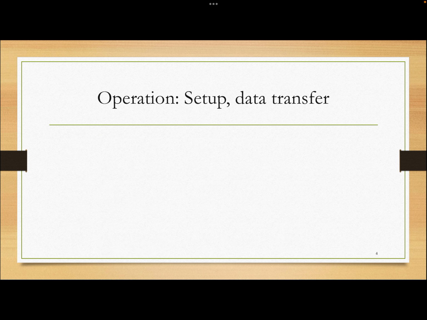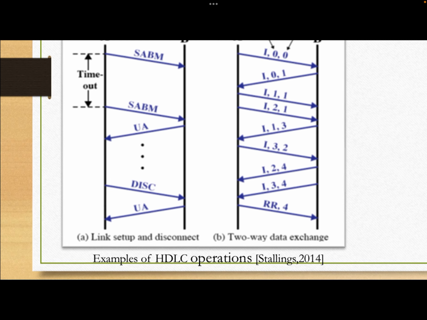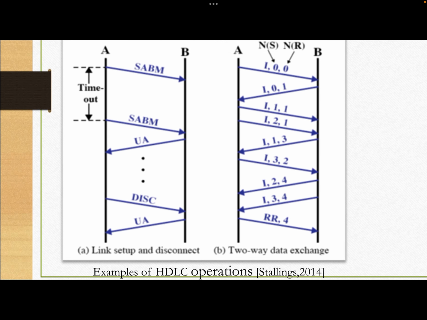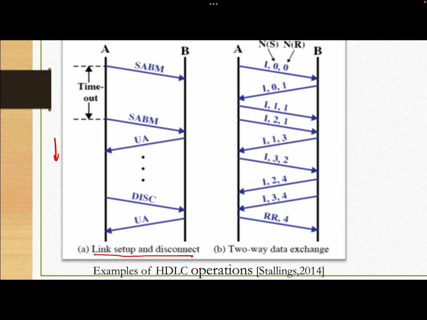Now we look at examples of the operation. I will have many examples to try to make you understand what is going on, and I will use a simple diagram so that it's easier to see. The first one is a setup and data transfer example: link setup and disconnection. So you have sessions A and B. The time direction is here.